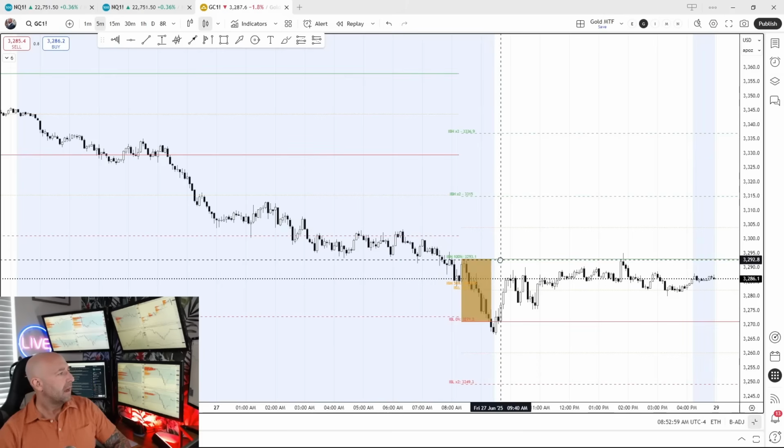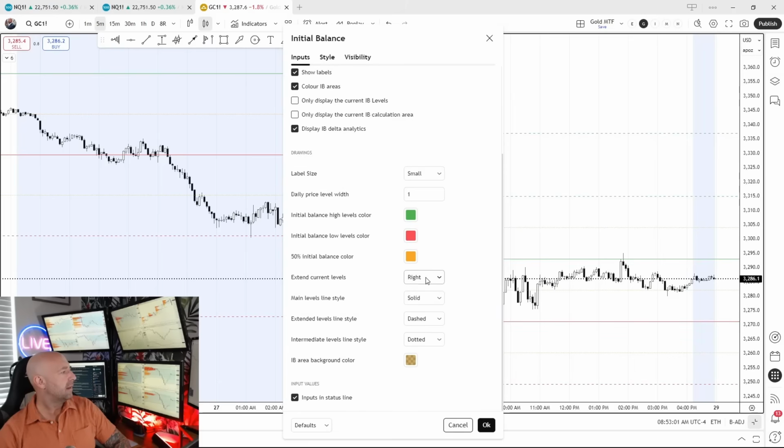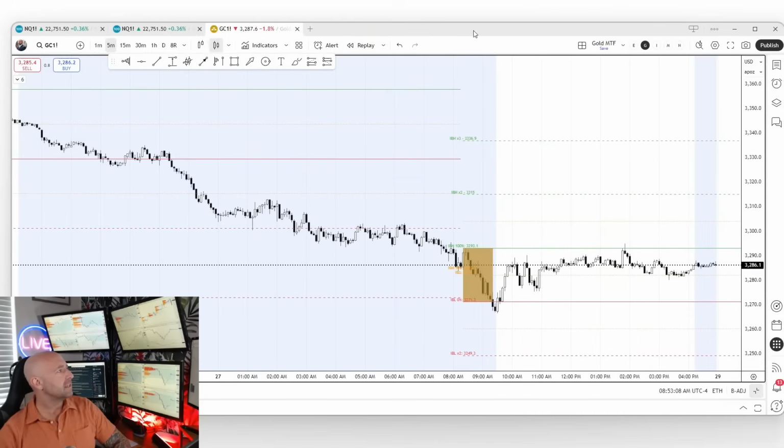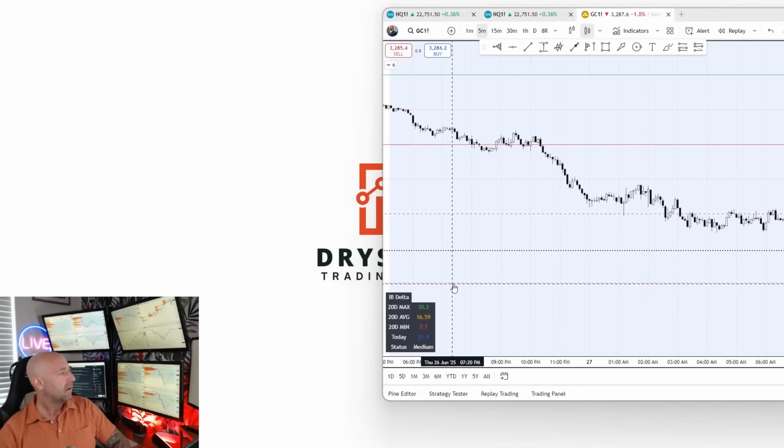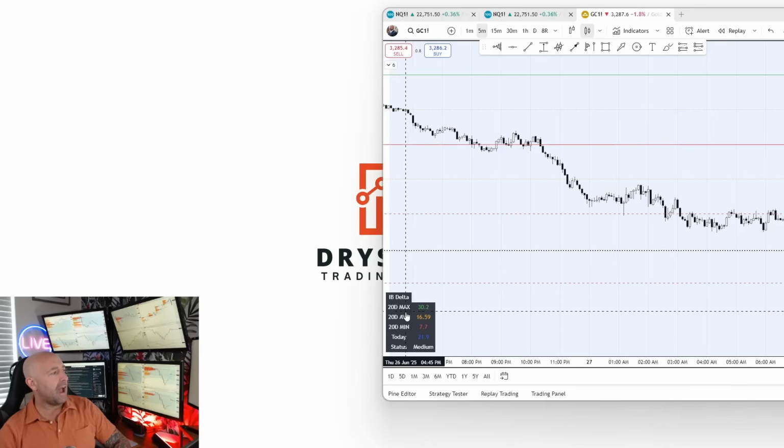There is an analytics box, and you can't see it because my screen is covering it. You should see it now. This is based on the last 20 trading days. This is the average size of the initial balance, so it's been close to $16.59 over the last 20 days.